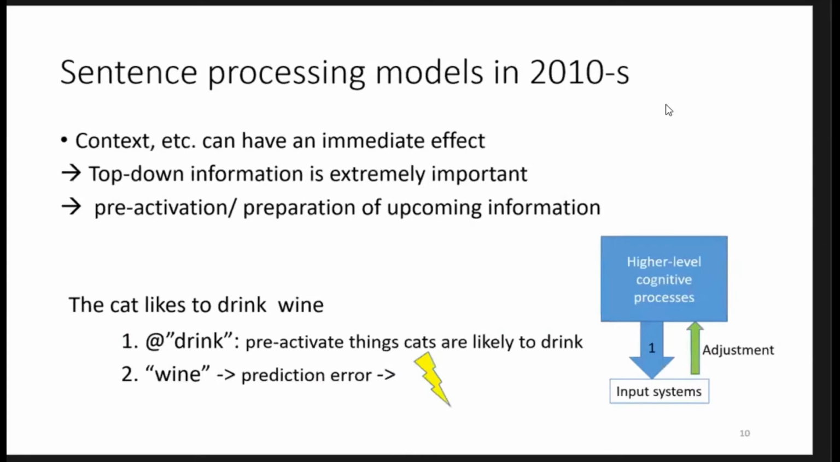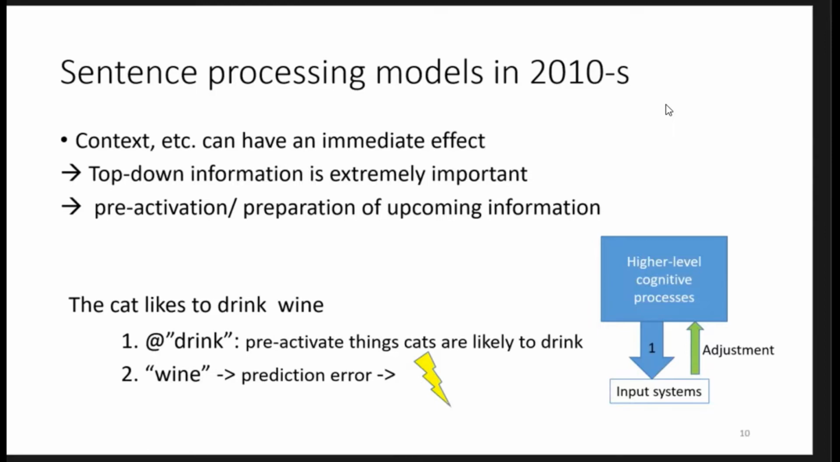So that was also reflected in sentence processing. So now the idea is that if you have a sentence like "a cat likes to drink wine," you have cat, you come to drink, you start to pre-activate all kinds of things that cats are likely to drink. You come to wine, wine is probably not among what you just activated, and that leads to processing difficulty, and that's what your N400 reflects. So it's the difference between what you activated and what you get.